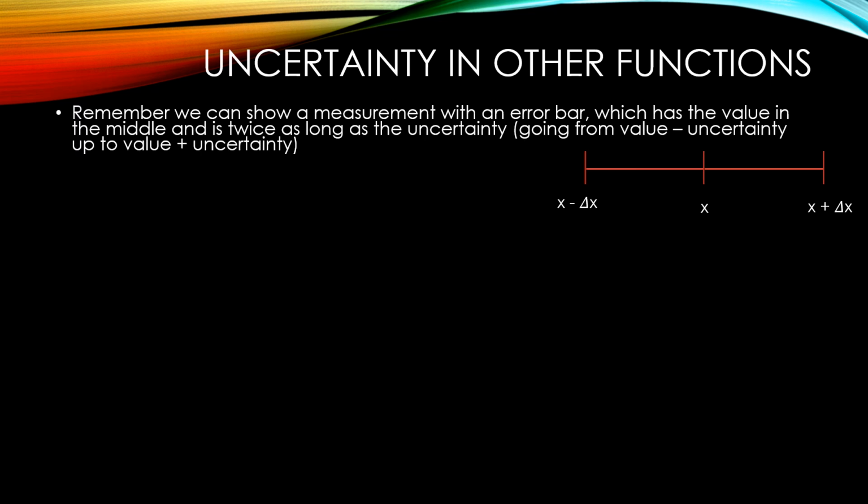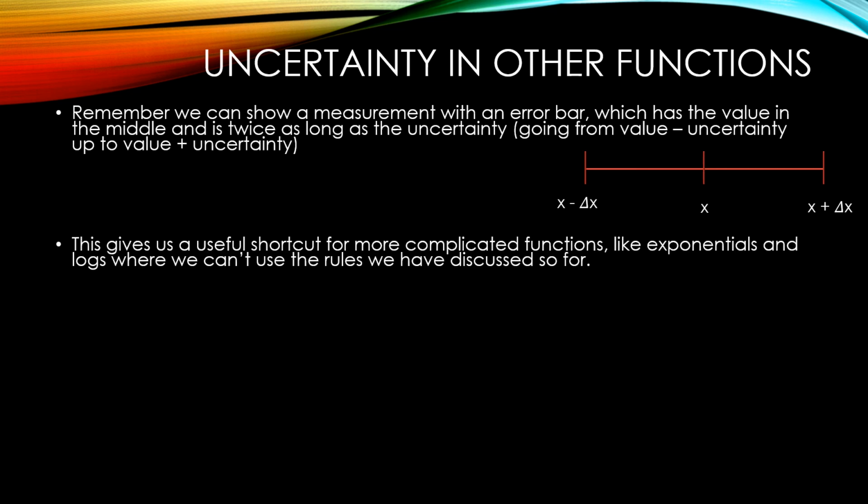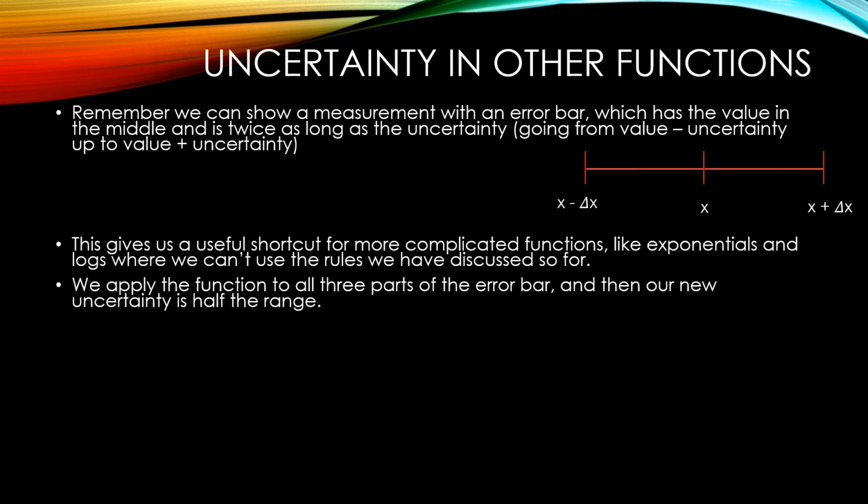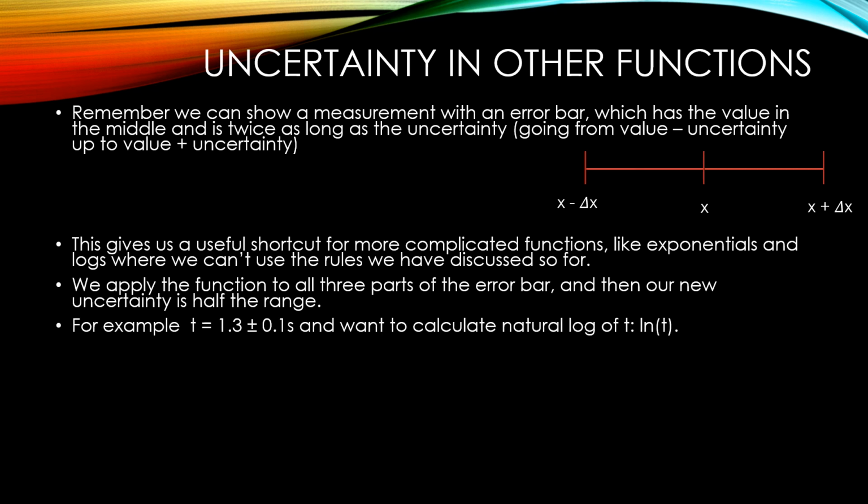An error bar shows a measurement in the middle, and it's twice as long as the uncertainty because it goes down to the value minus the uncertainty and it goes up to the value plus the uncertainty. And what we're going to do is apply the function to the error bar, to all 3 points of it, and our new uncertainty is going to be half the range. So let's have the example. T is 1.3 plus or minus 0.1 seconds, and we want to calculate the log of t.